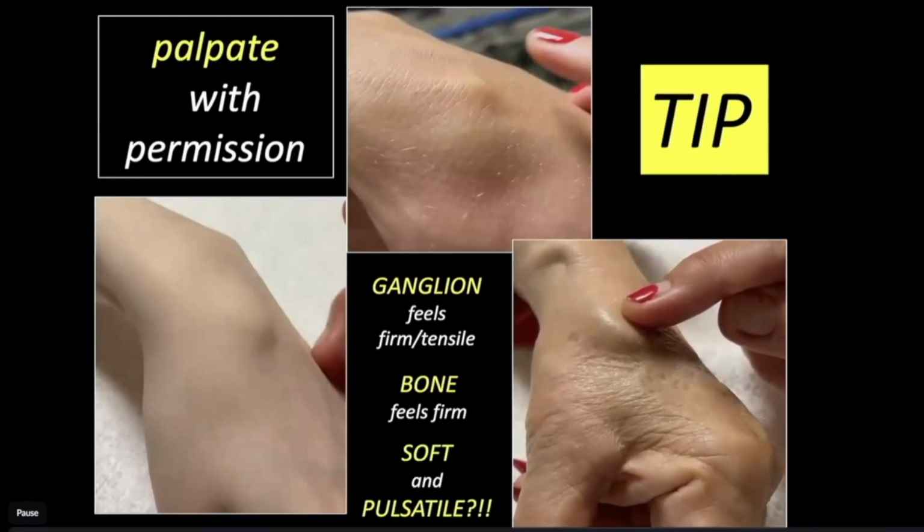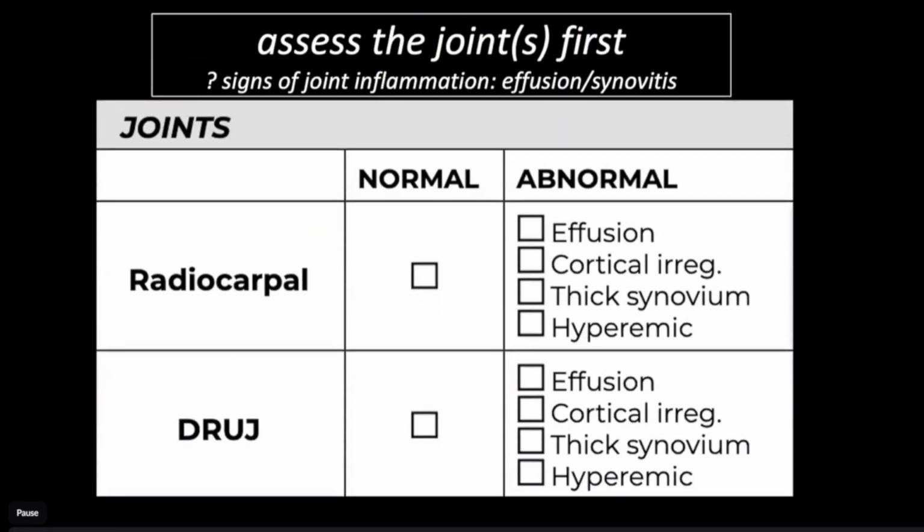This one's pulsatile. It's a bit of a worry. You always want to assess the joints first. You're looking for any signs of an inflammatory process. You're looking for fluid or thickened hyperemic synovium.